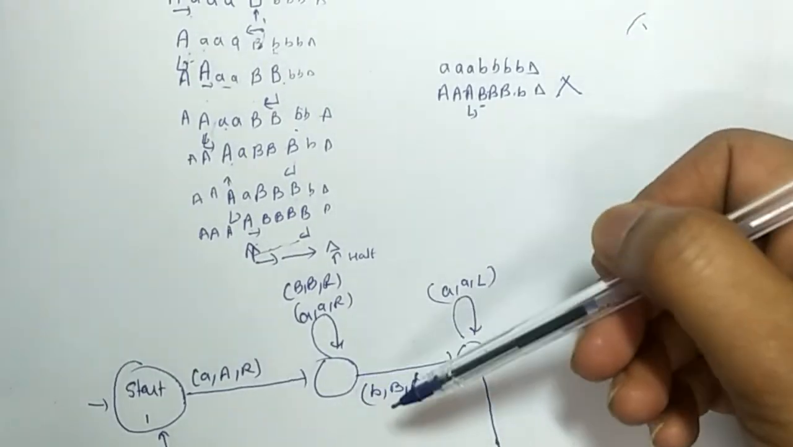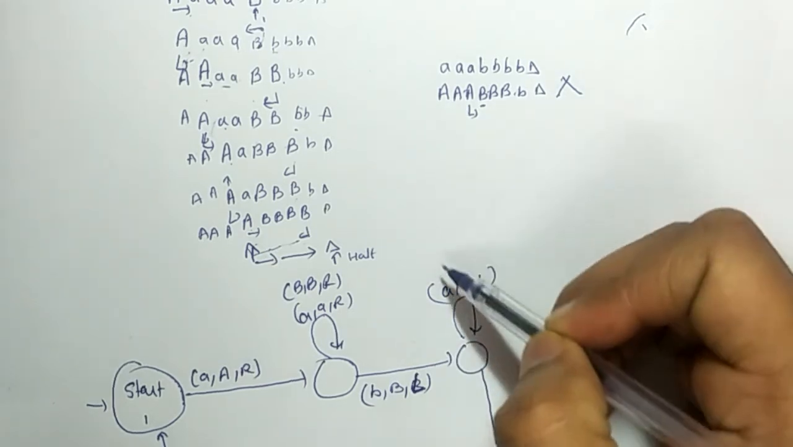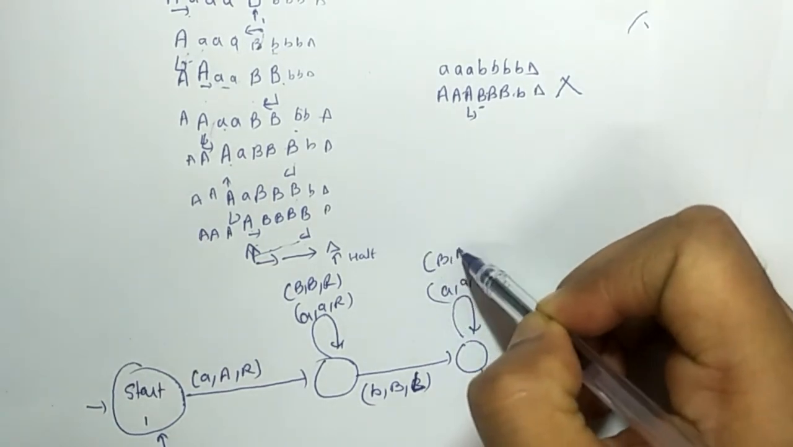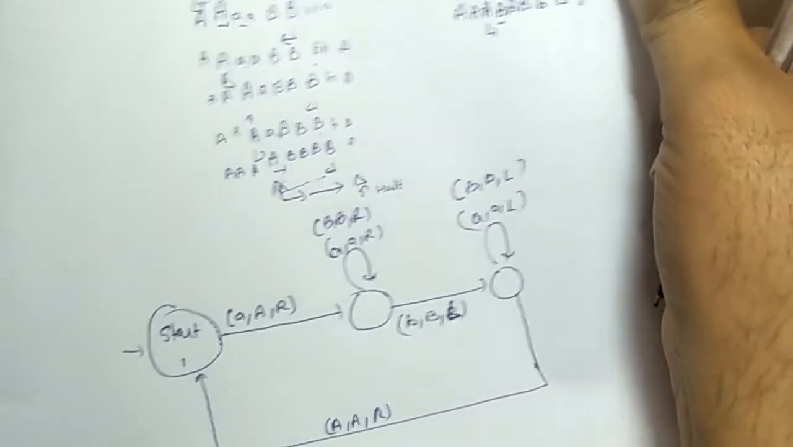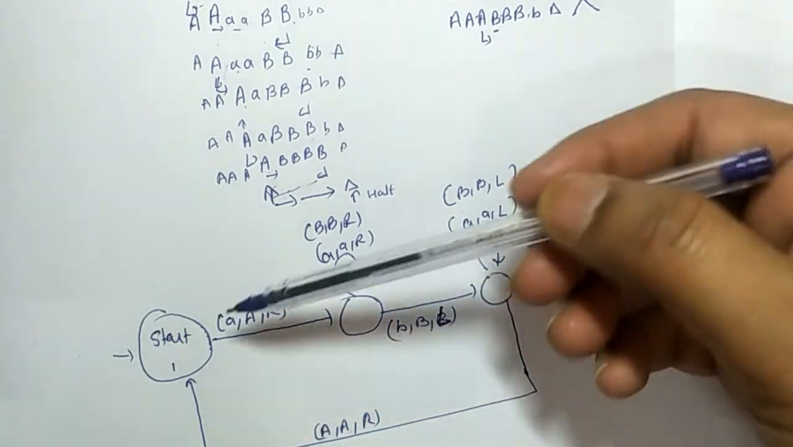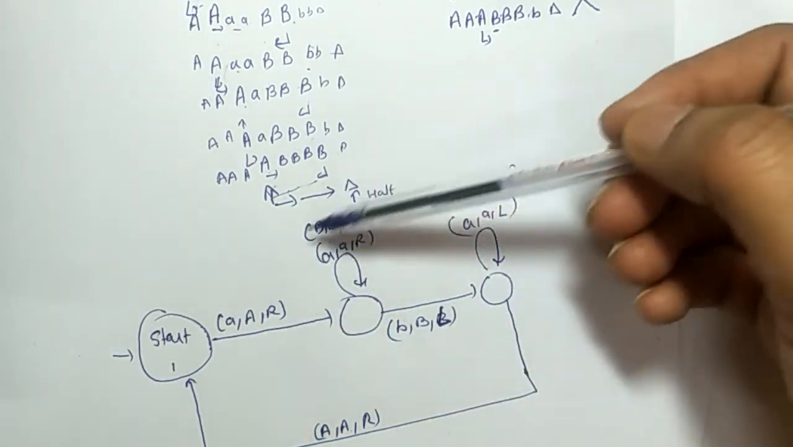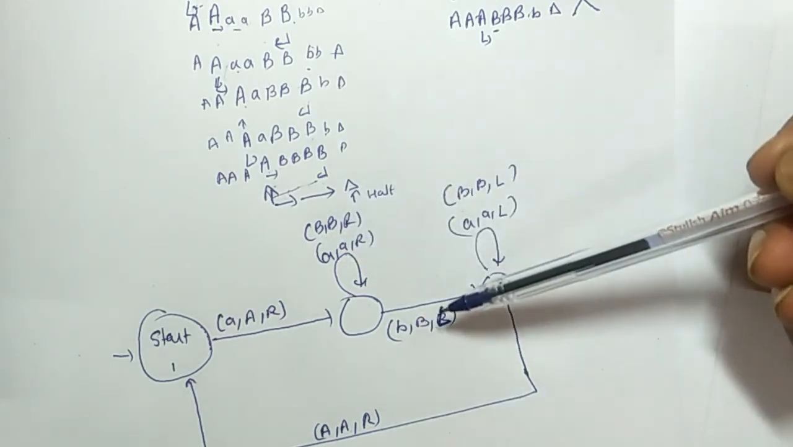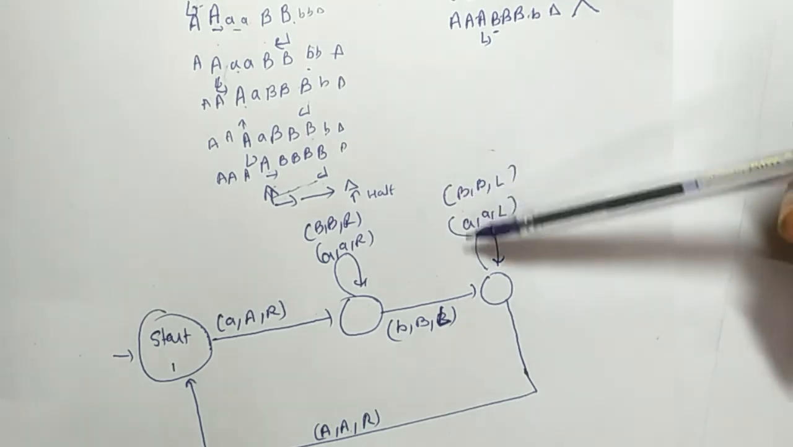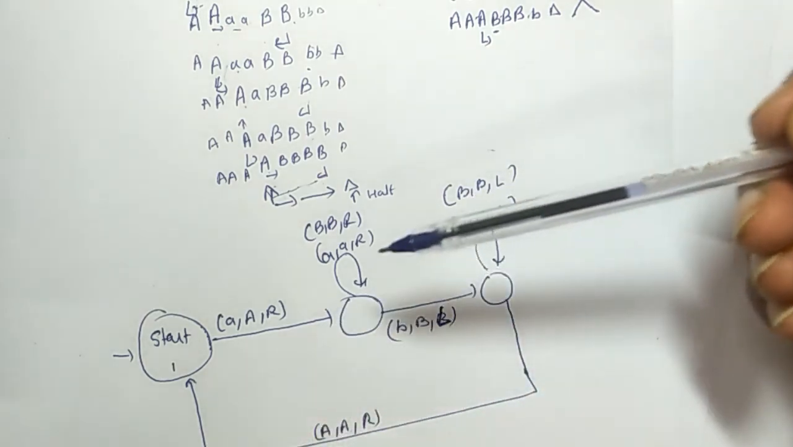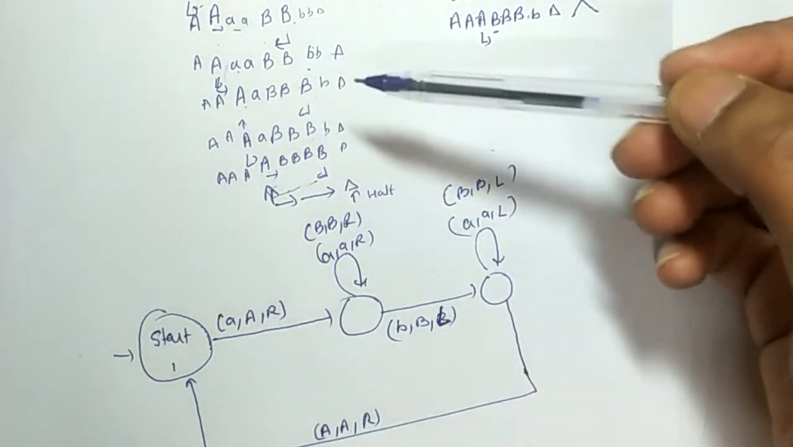So here you change this small b to capital B, moving to the left, then you will get some capital B's, then small a, then capital A. Similarly for another small a you will change it to capital A, then small a, then capital B, then small b, and after converting this small b you will get capital B, then small a, then capital A. So in this way you will repeat the procedure.